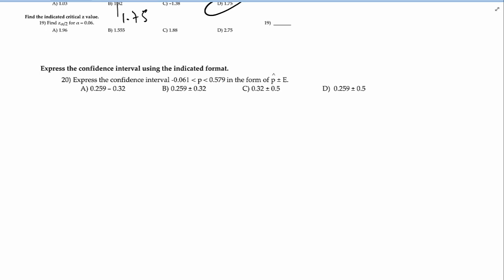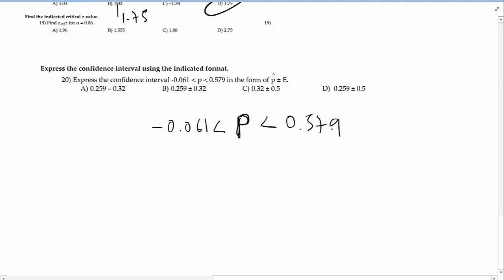Right, let's continue doing some of the exercises in the study guide. Right here we have problem 20 and it says to express the confidence interval in the form of plus or minus c. So we have the proportion of a population, and that proportion is being estimated to fall between two values, negative 0.061 and 0.579, between 6% and 60%.